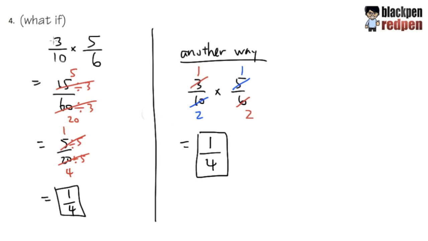So the idea is this: either you multiply across first and then reduce, or you reduce first and then multiply across. At the end, you should get the same answer.